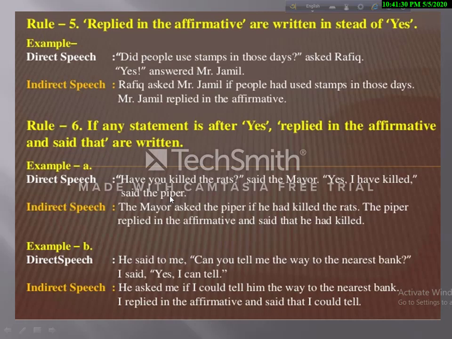Example: Have you killed the rats? said the mayor. Yes, I have killed. So here there is yes, and after this there is another sentence. I have killed, said the piper. The mayor asked the piper if he had killed the rats. The piper replied in the affirmative and said that he had killed, or and said that he had killed. In this way, you can write the additional sentence followed by the term yes. Have you understood, my dear students?